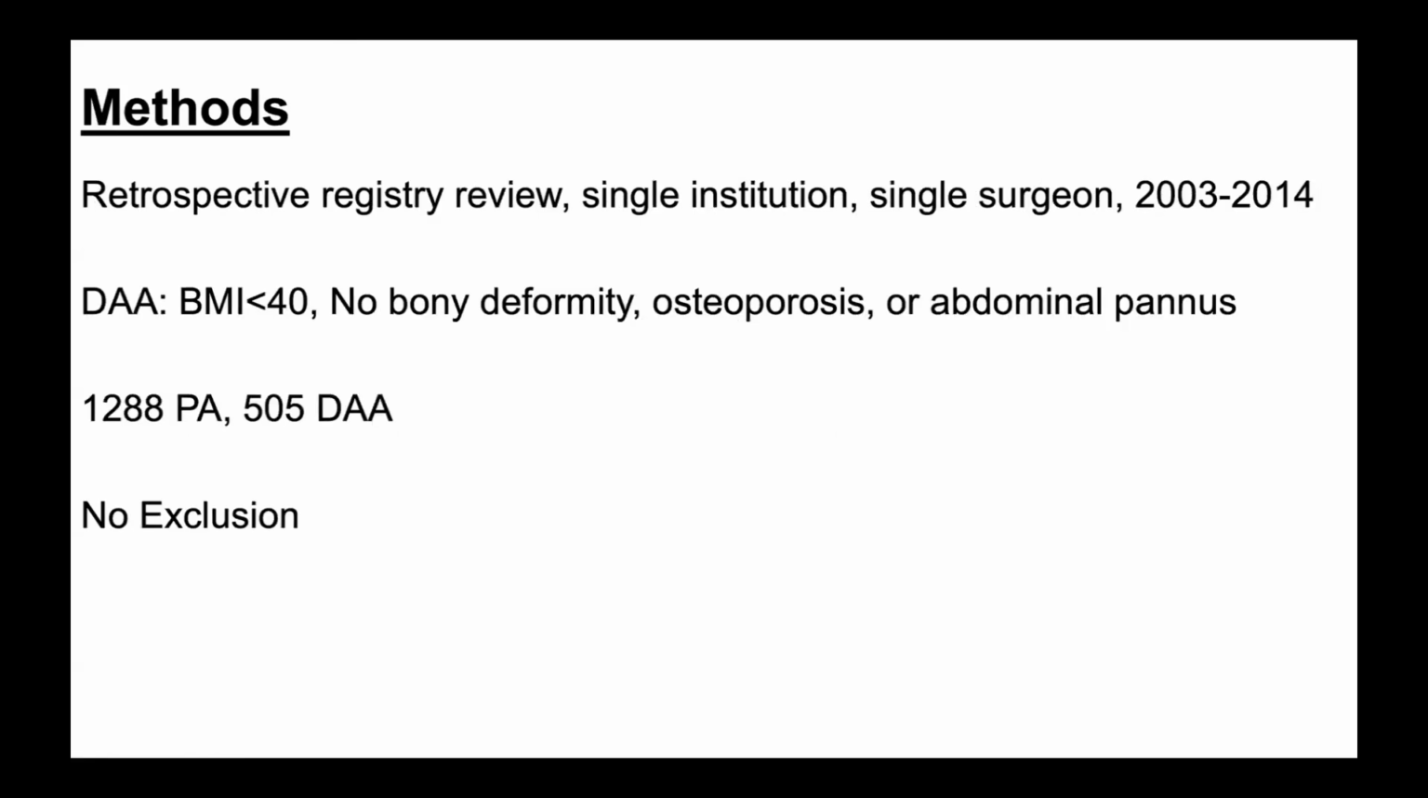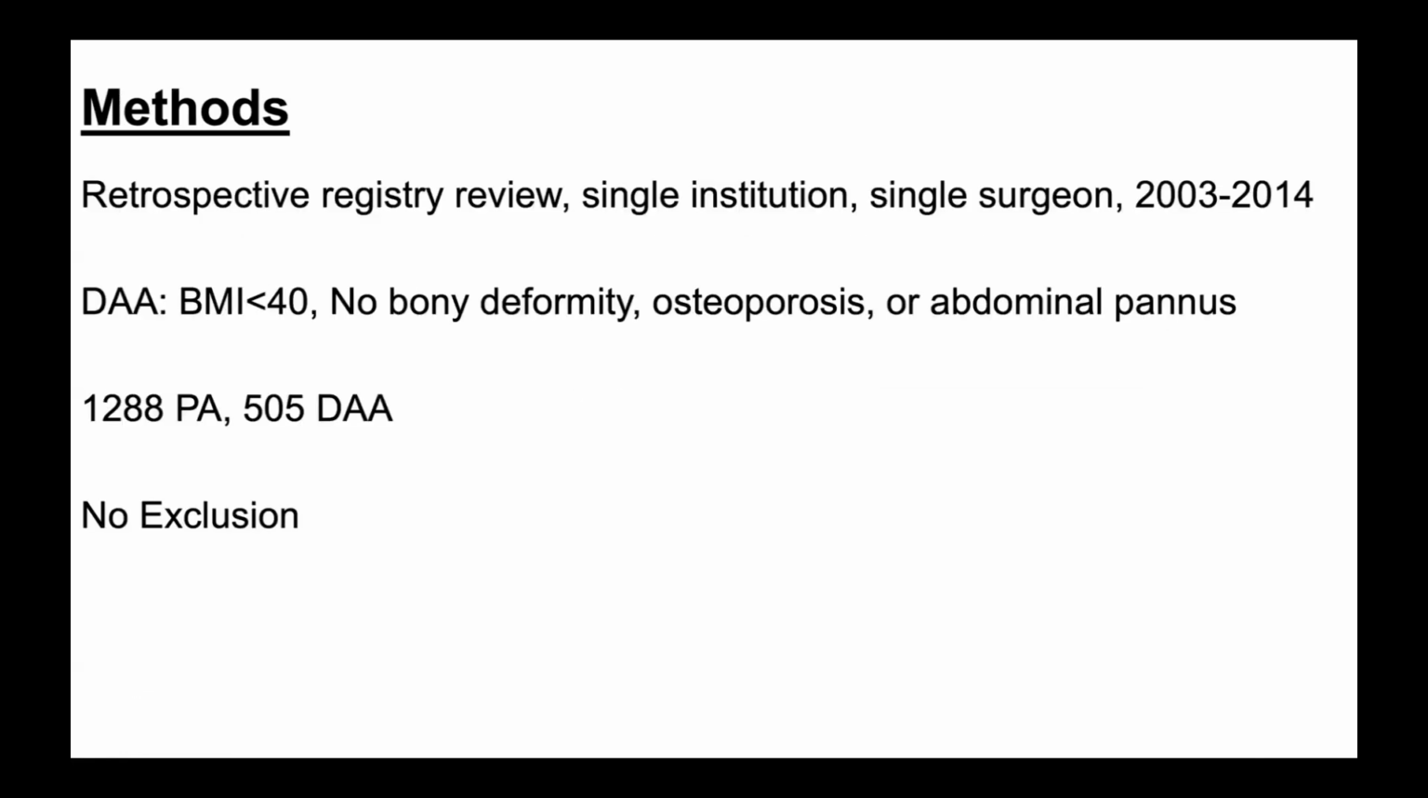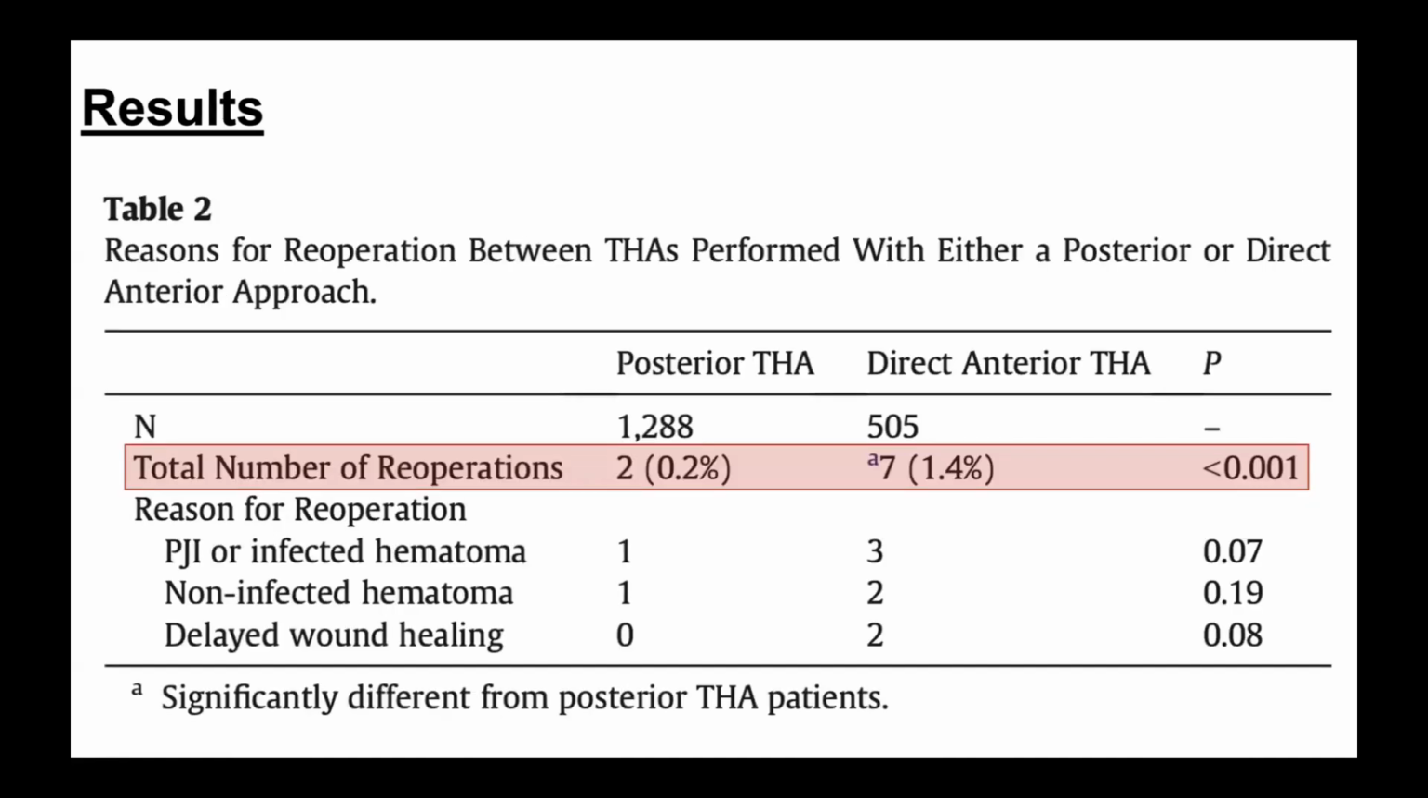Authors reviewed a registry of total hip replacements done by a single surgeon at a single institution from 2003 to 2014. They analyzed 1,288 posterior approaches and 505 anterior approaches. The anterior approach was used for patients with BMI under 40 and no bony deformity, osteoporosis, or abdominal pannus. The posterior approach required 2 reoperations, a 0.2% rate, versus 7 reoperations and a 1.4% rate for the anterior approach.